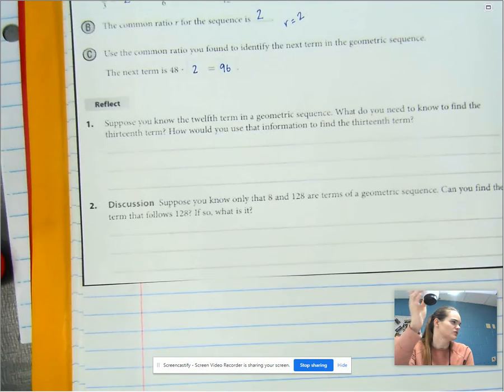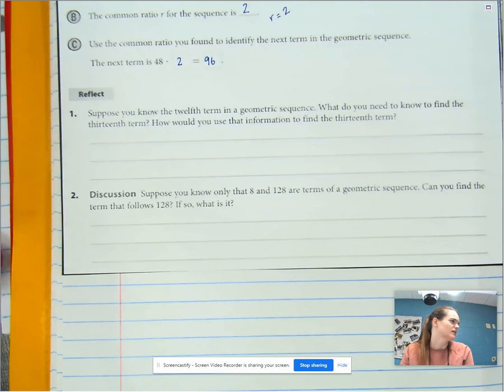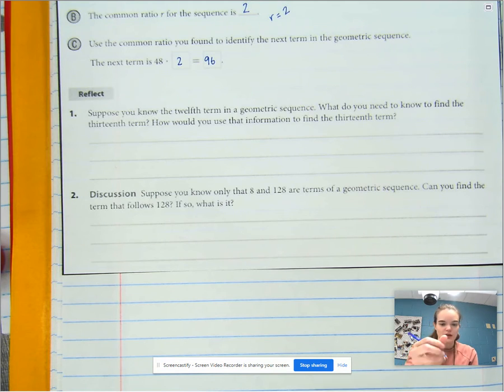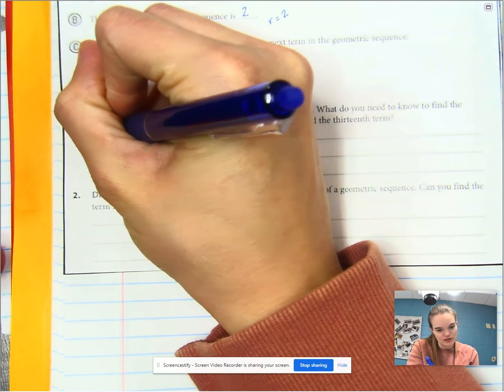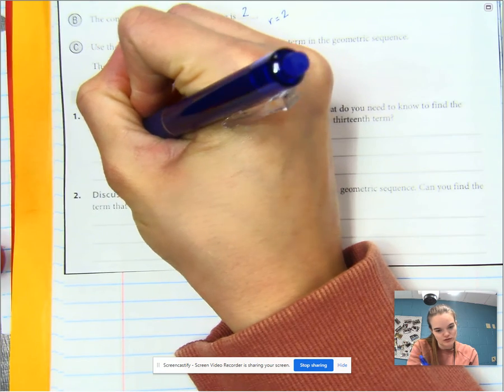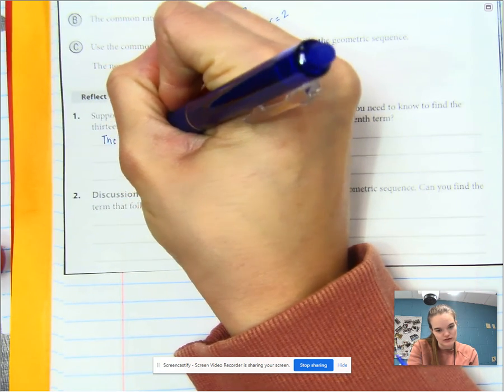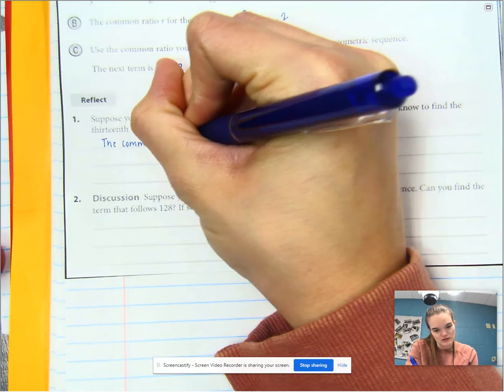All right, some reflect questions. I want you to pause the video and read these and try them. Number 1 says, suppose you know the 12th term in a geometric sequence. What do you need to know to find the 13th term? How would you use that information to find the 13th term? So in order to find that, we would need to know the common ratio. That's the piece that we're missing.